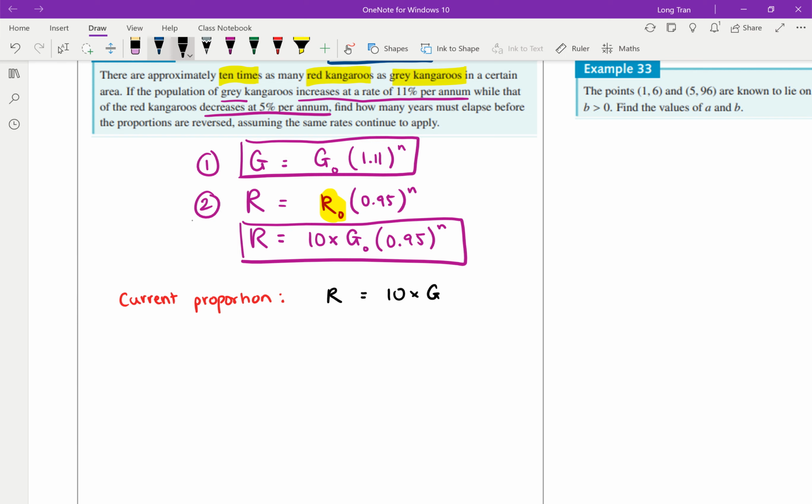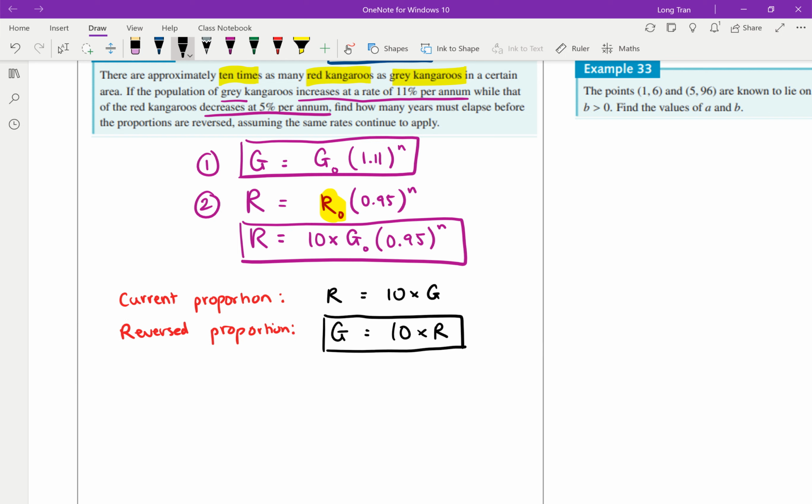Then, if the proportions were reversed, that means we want now that it will be like this. So this is what we're trying to find.